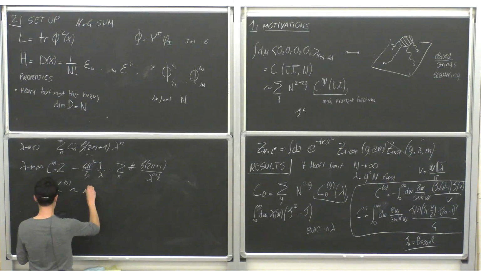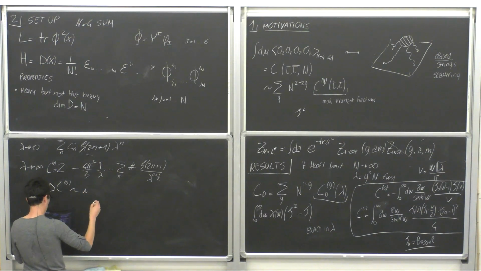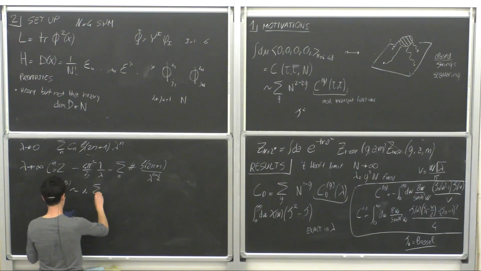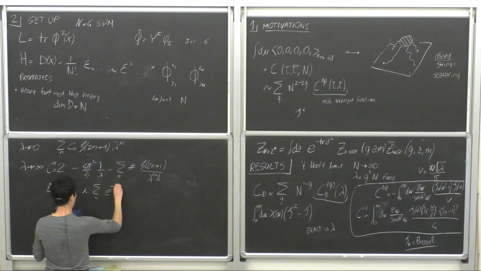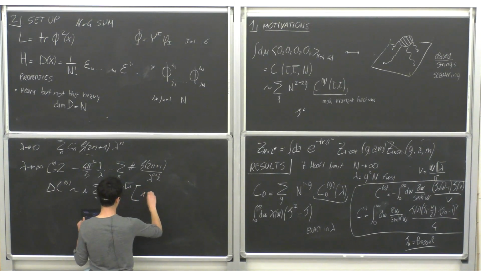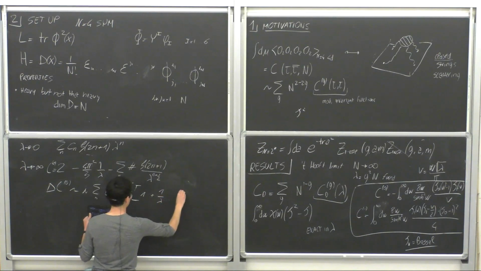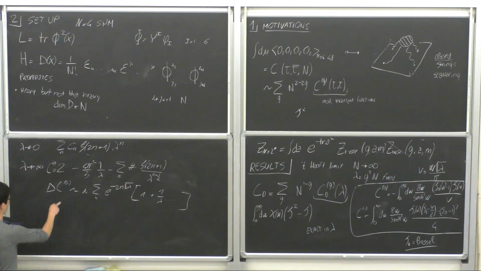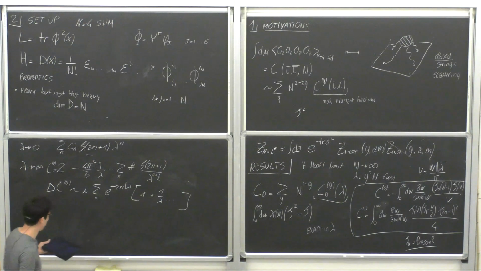sort of worldsheet instanton corrections, which are of this kind, I sum over n e to the minus 2n square root of lambda, and again 1 plus 1 over lambda corrections. The same for the genus 0, the first order in the topological expansion, and the second order. But this is all I want to say about the resurgence analysis of this expansion. This is nothing too different compared to the previous integrated correlator story.